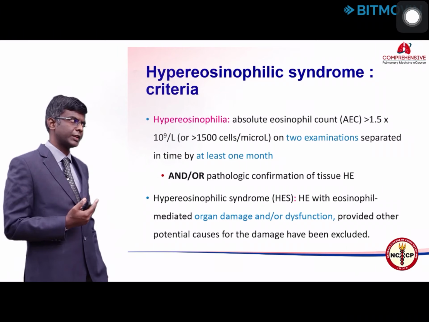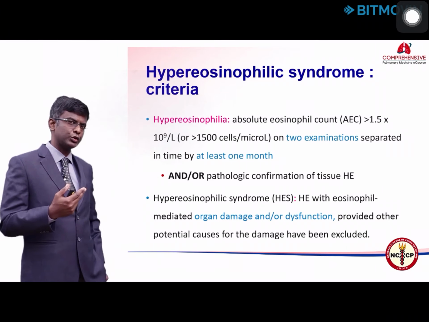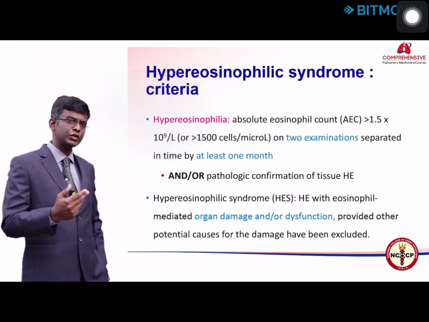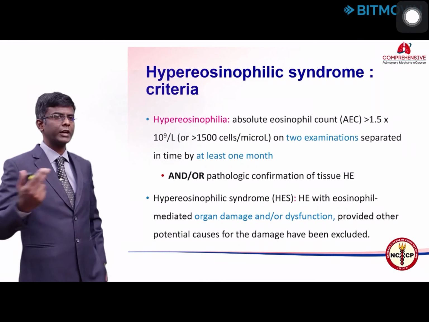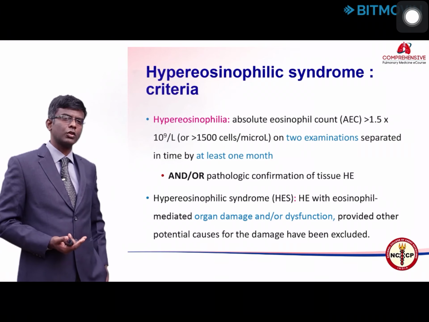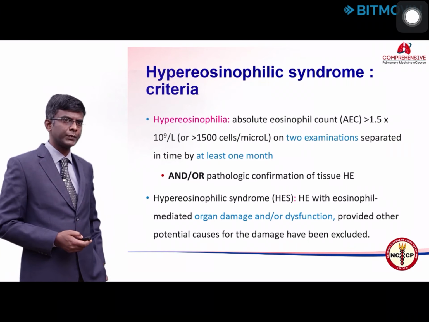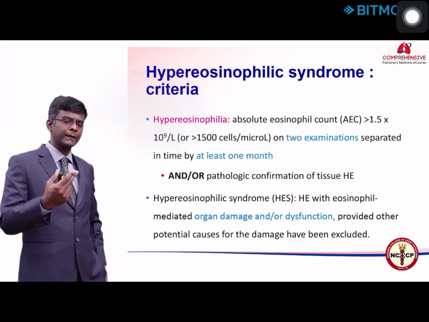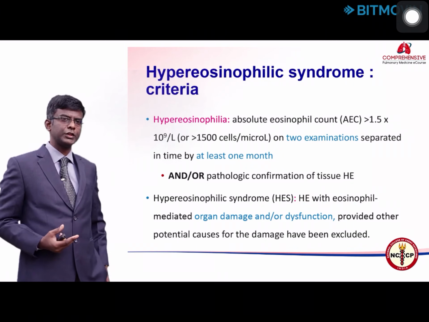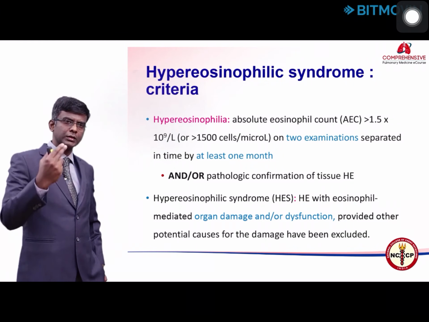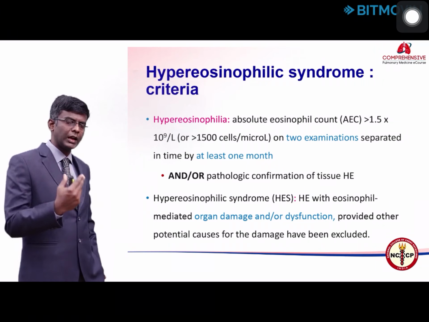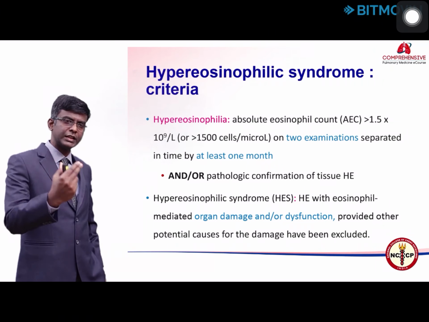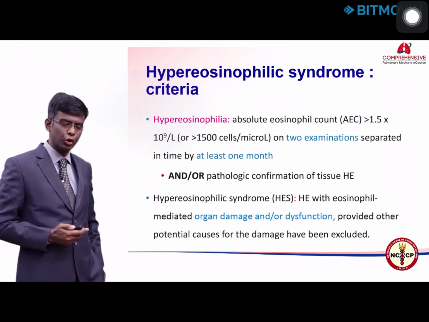Hypereosinophilic syndrome is defined as hypereosinophilia with eosinophil mediated organ dysfunction or damage, provided other potential causes have been ruled out. So, in hypereosinophilia, there is elevation of eosinophil count in the peripheral blood and or in the tissue. In hypereosinophilic syndrome, there is in addition organ dysfunction or damage.